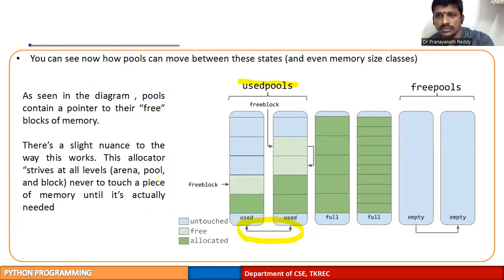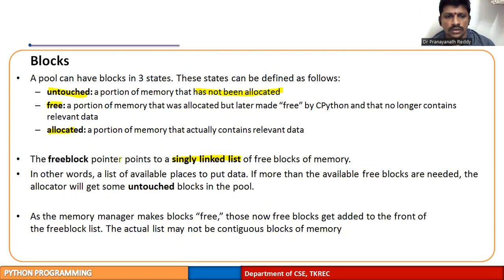If you see the previous diagram, right? So here you have this block. If you see this particular direction, it is in one direction, not a two-way direction. Like you see here, this is a double linked list and this is a single linked list. So it is a list of available places to put data. If more than the available free blocks are needed, the allocator will get some untouched blocks in the pool. If it requires more space, it will go to the untouched ones instead of free. And when the memory manager makes blocks free, those newly freed blocks get added to the front of the free block list.